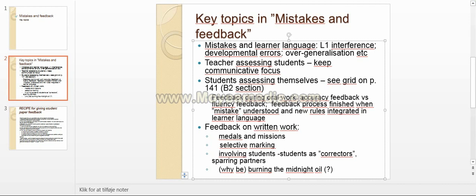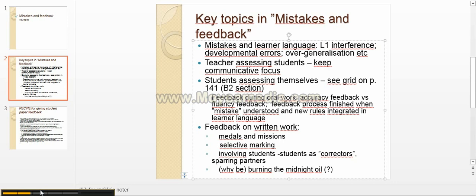When it comes to feedback on written work, also here we like a communicative focus. So we like to work with the medals and missions approach because we like the students to be motivated. So when the student gets his paper back with feedback, he or she should think it's worthwhile to continue. So therefore, for every mission, everything you try to correct, you should have a medal. So you start with the things that the student really did well. And say, okay, it's very good that you reached this stage. Next stage for you is to do so and so.